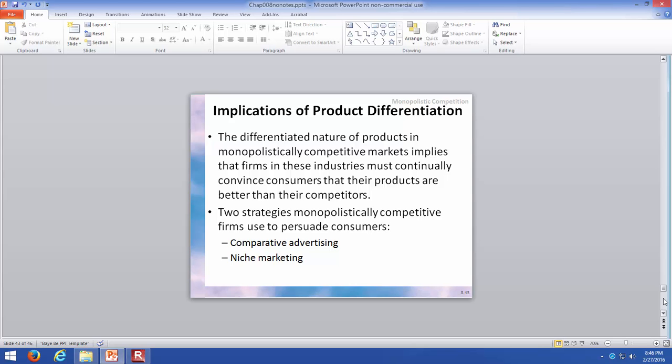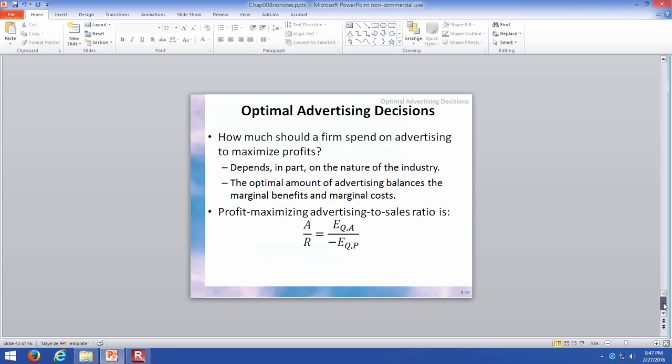So what are some of the implications of product differentiation? What we find here is that the differentiated nature of products in monopolistically competitive firms implies that firms have to consistently convince their customers that their products are different and perhaps better than their competitors', or they could be cheaper. And here two strategies they use to persuade consumers are: one is comparative advertising and the second is niche marketing. So these are two strategies they have.